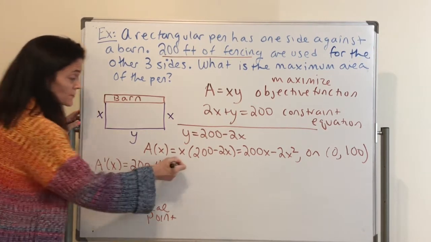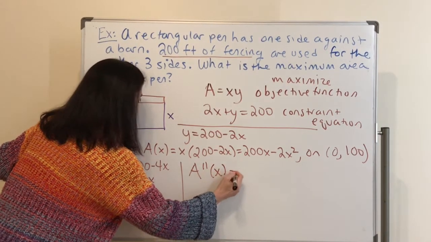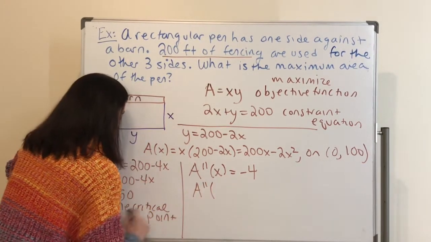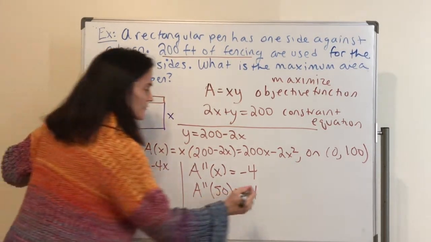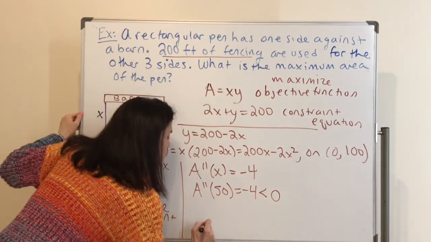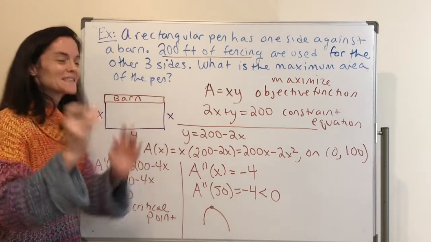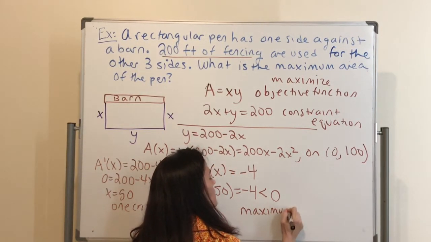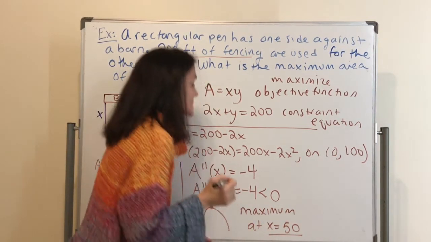Well, here's the first derivative. So my second derivative is -4. My second derivative evaluated at the critical point, well, this is a constant function, it's also -4. This says concave down. So I draw a picture, concave down. What do we see here? Maximum. So this says, in fact, we have a maximum at x equals 50. Okay, using the second derivative here.